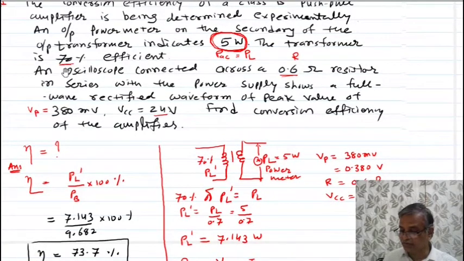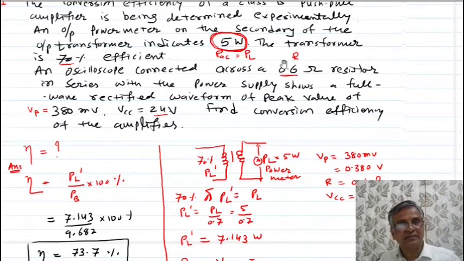The second thing they have given is that they are measuring the peak voltage. Why are they measuring the peak voltage? Because they want to find the current, how much current is supplied by the battery at quiescent condition. So at quiescent condition they want to measure the current.